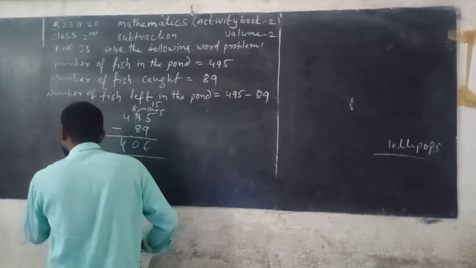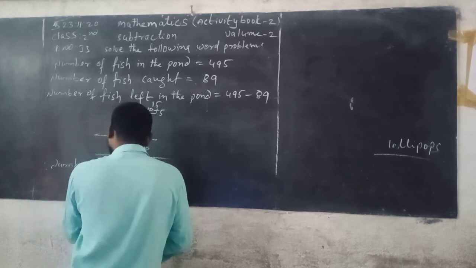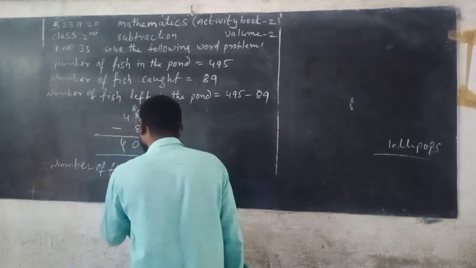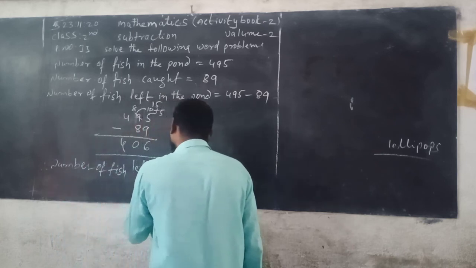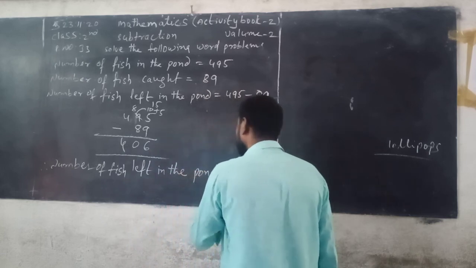Therefore, number of fish left in the pond, that is equals to 406.